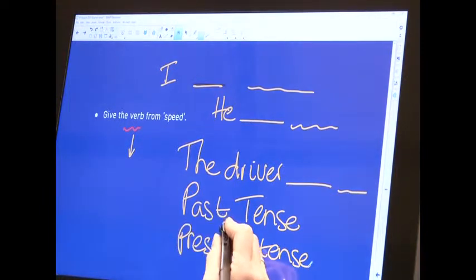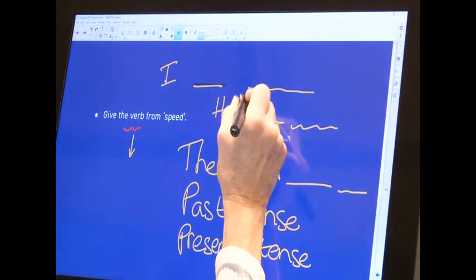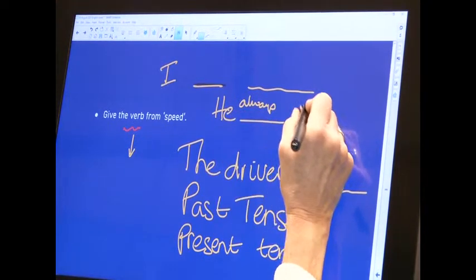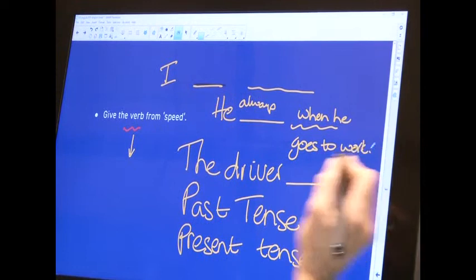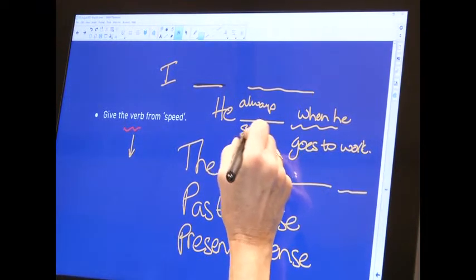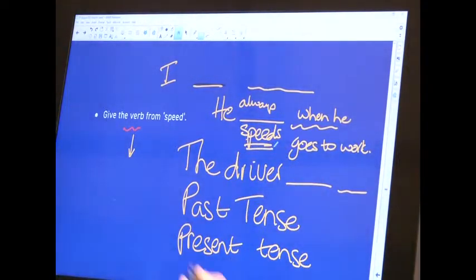So what would we say about somebody? Let's say this is your father. He always, when he goes to work, he's in his car and he always speeds. So what is the verb from speed? It's speed. I speed along, meaning I go very quickly. So how do you change it from one part of speech to another? You think, where do we use that in a sentence? Where does it usually go? How is it usually used? And then you try to use the word you are given in that place in a sentence.